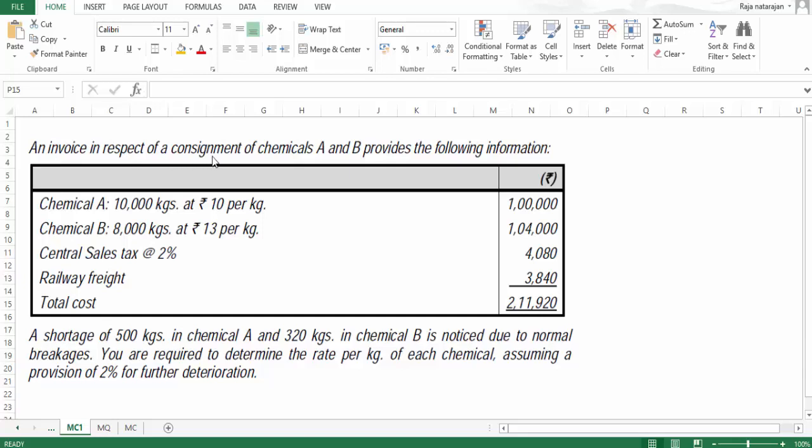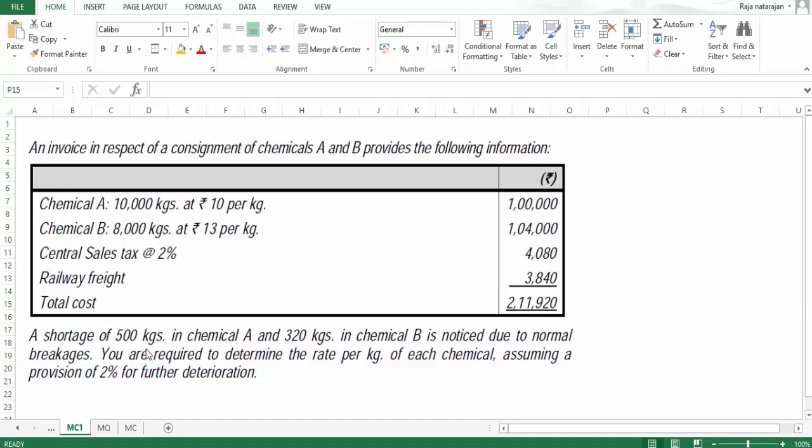An invoice in respect of a consignment of chemicals A and B provides the following information. Chemical A: 10,000 kgs at 10 per kg, value is 1 lakh. Chemical B: 8,000 kgs at 13 per kg, value is 1 lakh 4,000. Central sales tax at 2%: 4,080. Railway freight is 3,840. Total cost is 2,11,920.